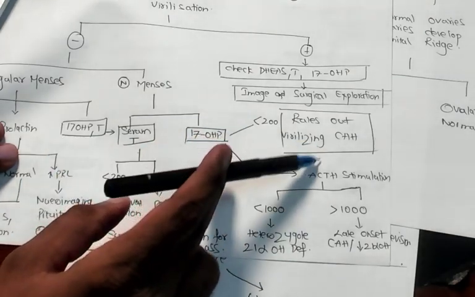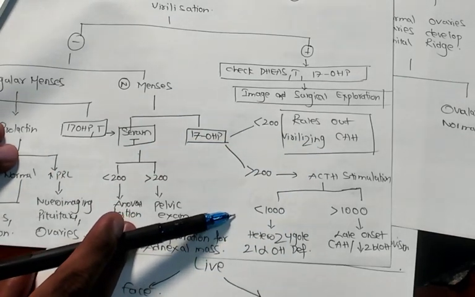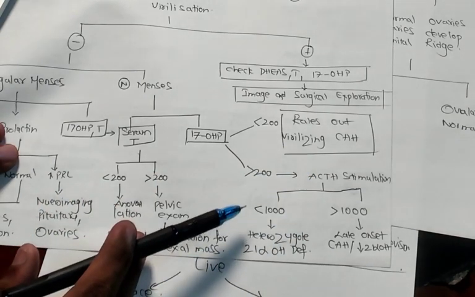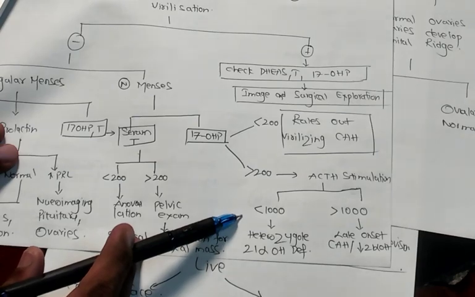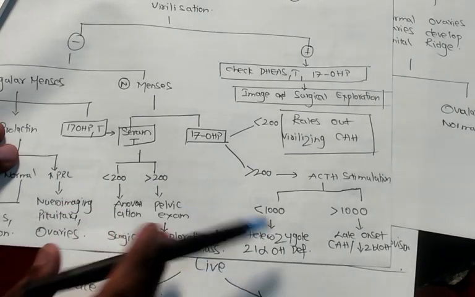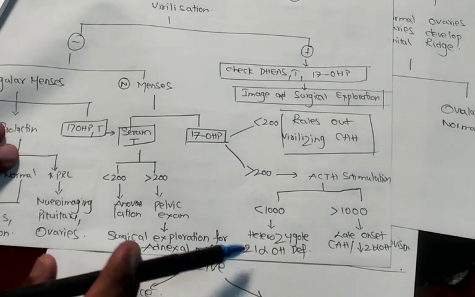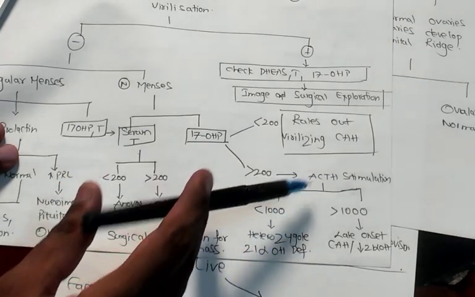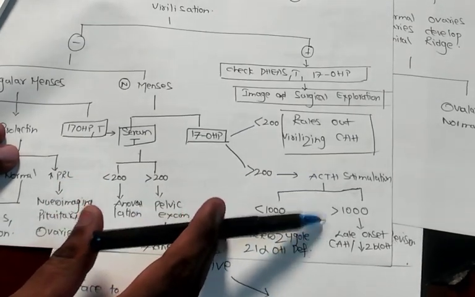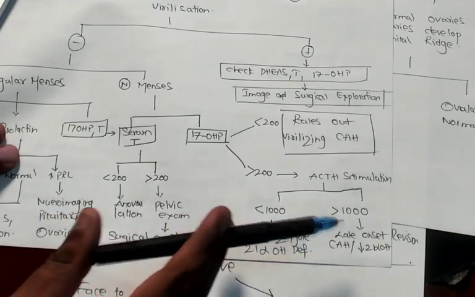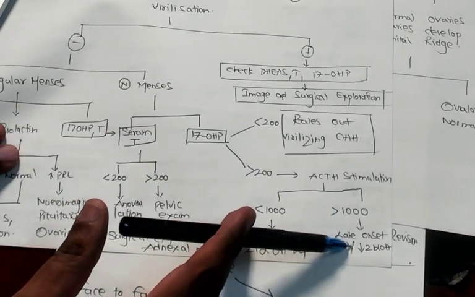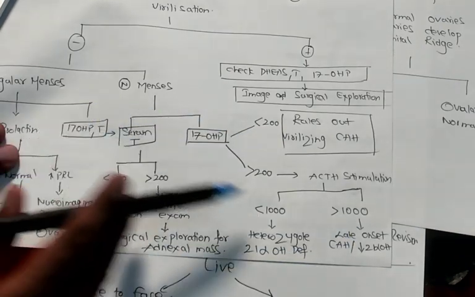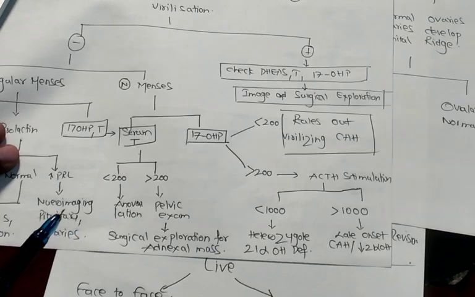If the ACTH stimulation is leading to suppression less than 1000, that means it is a heterozygous carrier state of 21-alpha hydroxylase deficiency. But if the ACTH stimulation is unable to suppress, it means it is a late onset congenital adrenal hyperplasia of virilizing type, which is due to 21-alpha hydroxylase deficiency. That's how you clinically approach.